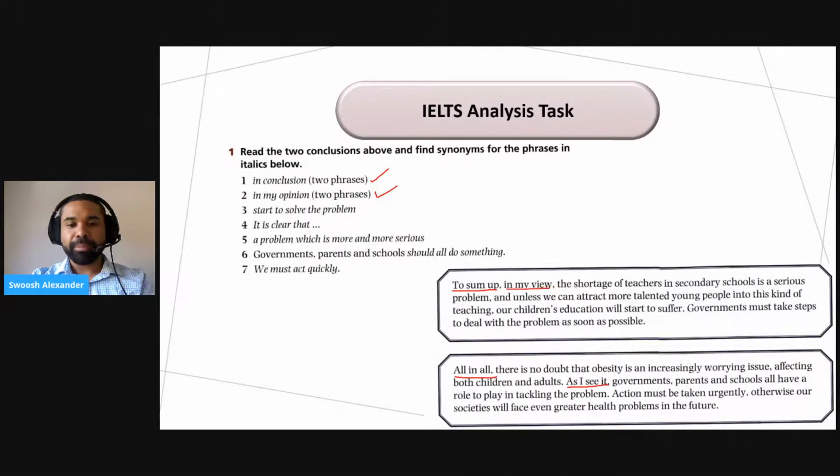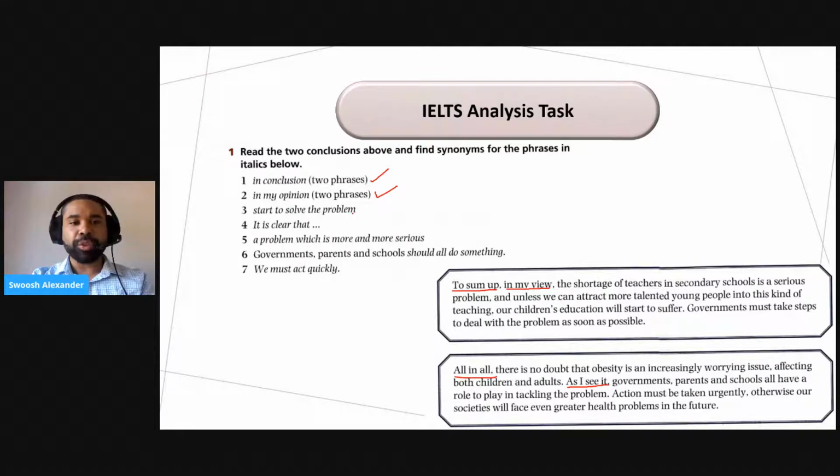Hello, all. Sorry about that. I had some technical difficulties there, which meant that I got cut off. But let's pick up where we were before. I can see that we've had some answers to the questions that I asked. In my view, in terms of giving opinions, absolutely. Let's pick up again with where we were. In my view, and the second expression was as I see it. So both of these mean in my opinion.